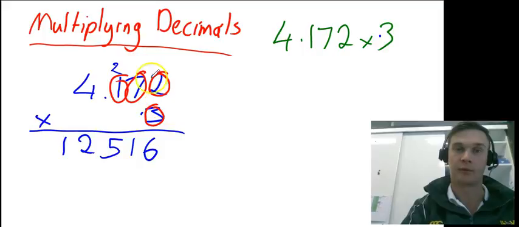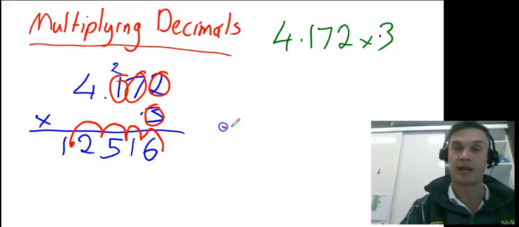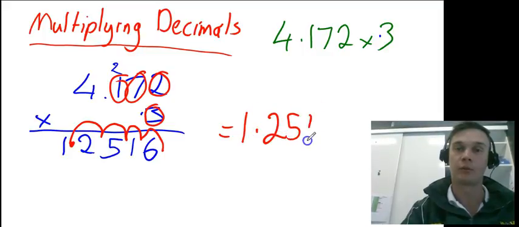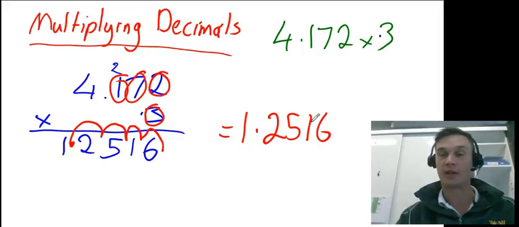So I've got 4 numbers after the decimal point. I go 1, 2, 3, 4. There's my answer. I put the decimal point there. So my answer here is actually 1.2516.